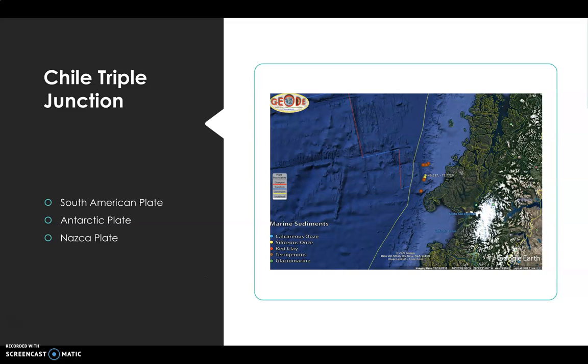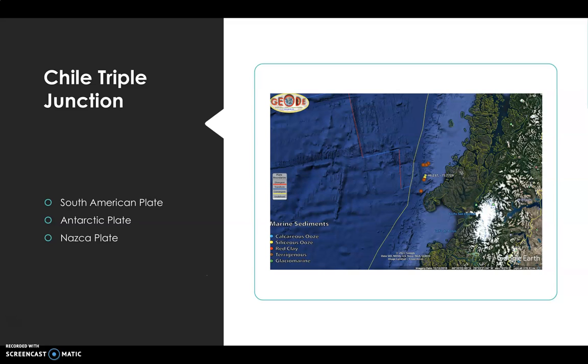This general area is filled with plate activity. Where the Antarctic Plate meets the Nazca Plate, it forms a divergent plate boundary called the Chilean Rise. The Chilean Rise is a mid-oceanic ridge. Towards the eastern portion of the Chilean Rise, both the Antarctic Plate and the Nazca Plate are subducted under the heavier continental South American Plate, forming a convergent plate boundary.